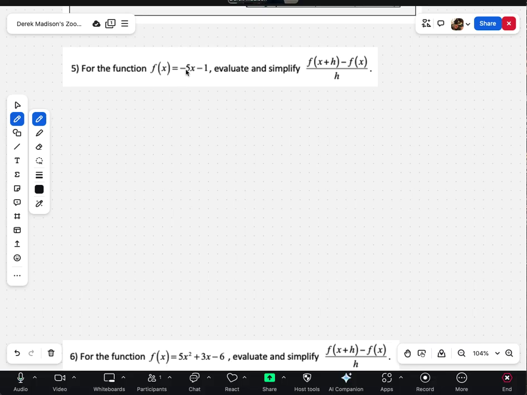So for the function f of x equals negative 5x minus 1, evaluate and simplify. So there's our difference quotient. Our difference quotient says that we're going to take f evaluated at x plus h. So this function evaluated at x plus h, we're going to subtract the original function, f of x, and we're going to divide all of that by h. And the difference quotient is essentially slope, as I was saying above. If you happen to remember y equals mx plus b, the slope of this line is -5. So if we do this right, we should end up with just -5. So let's give it a try.